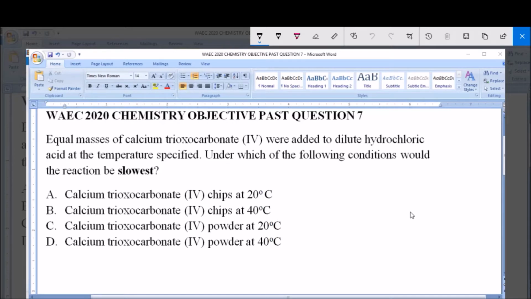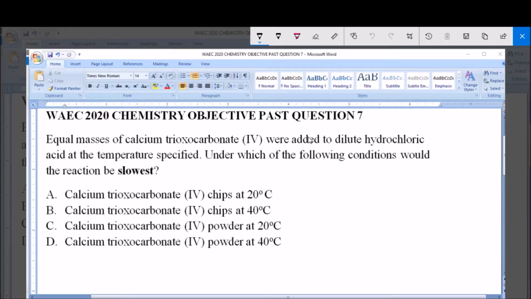Equal masses of calcium trioxocarbonate(IV) were added to dilute hydrochloric acid at the temperature specified. Under which of the following conditions would the reaction be slowest? A. Calcium trioxocarbonate(IV) chips at 20 degrees Celsius. B. Calcium trioxocarbonate(IV) chips at 40 degrees Celsius. C. Calcium trioxocarbonate(IV) powder at 20 degrees Celsius. D. Calcium trioxocarbonate(IV) powder at 40 degrees Celsius.